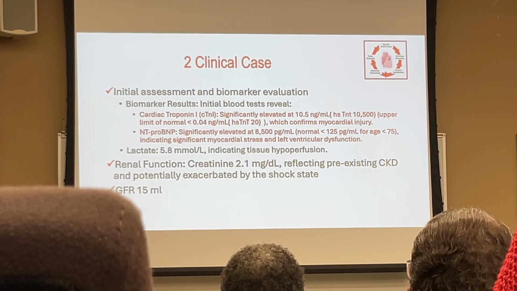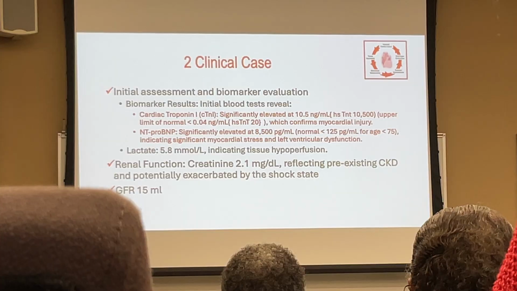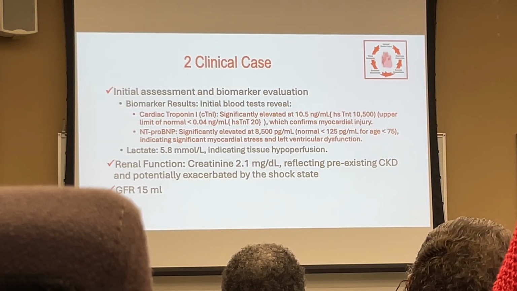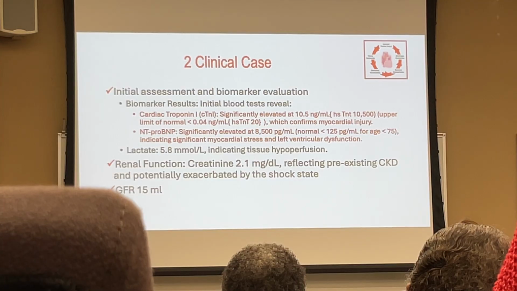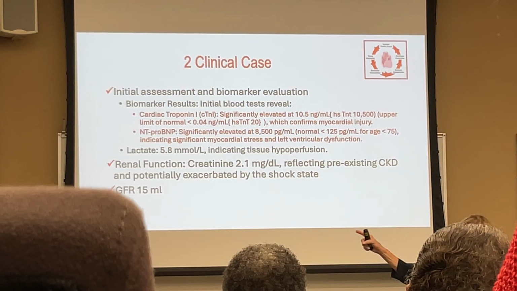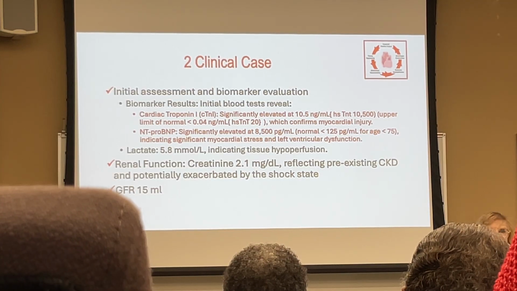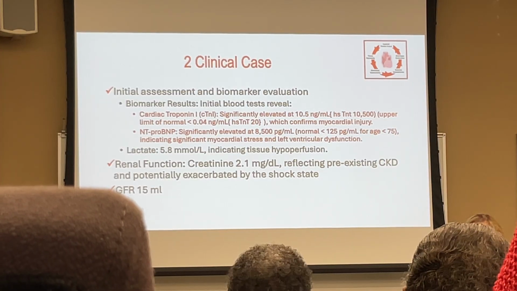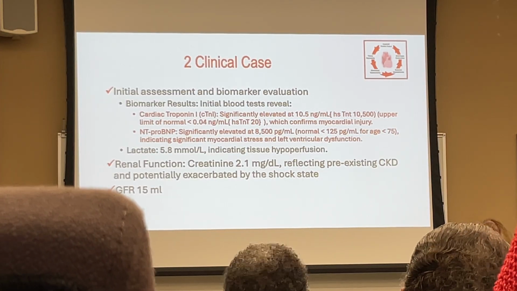Lactate is 5.8, indicating tissue hypoperfusion. Creatinine is 2.1. Now that, we are going to say, well, she's got CKD, so you can't really use your creatinine here. Take a look at her GFR, 15. Does she have good renal flow? Yes or no? If the GFR is 15, no, right?